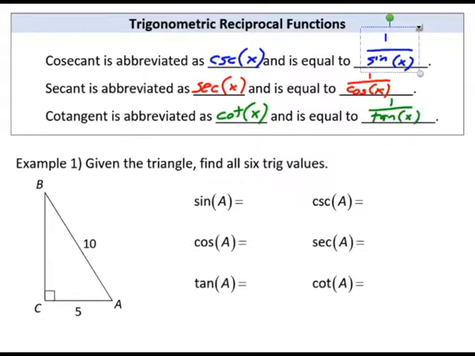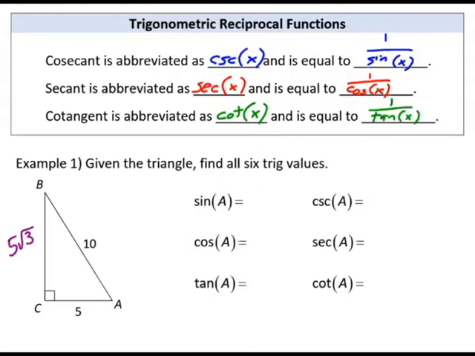Take a moment to try example 1. Be sure to rationalize any radical values. Once again, the first thing we need to do is solve for the third side of the triangle. This is not a Pythagorean triple, but you might recognize these side ratios as those of a 30, 60, 90 triangle. If you didn't, and you went through the Pythagorean theorem, you should have gotten 5 root 3.